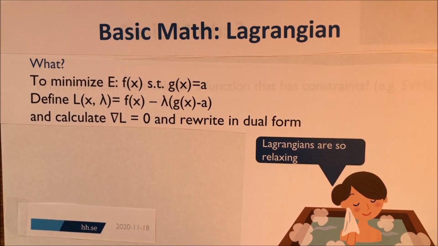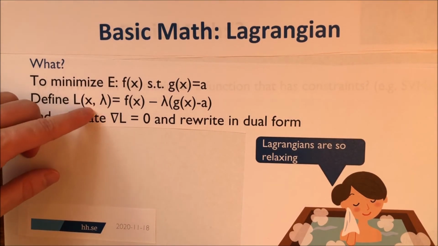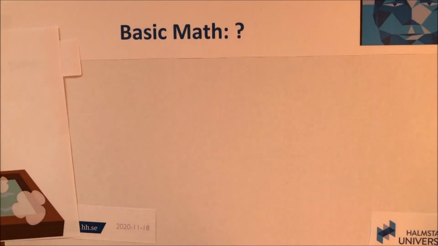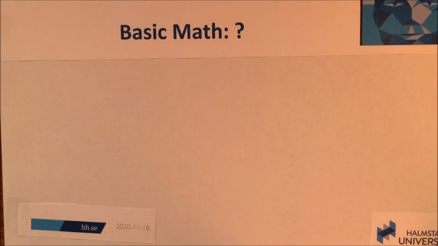And then a way to approach this is to define L as a function of x and lambda as equal to f of x minus lambda times g of x minus a. And then calculate the derivative of L, set it to 0, and then we can rewrite in dual form, and hopefully get rid of some variables. And that's exactly what we do with SVMs.